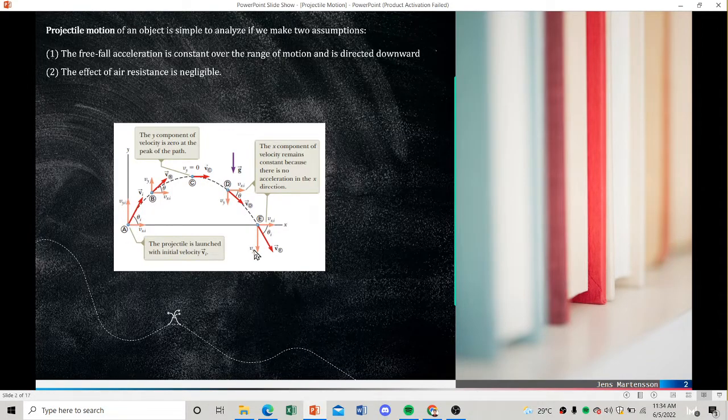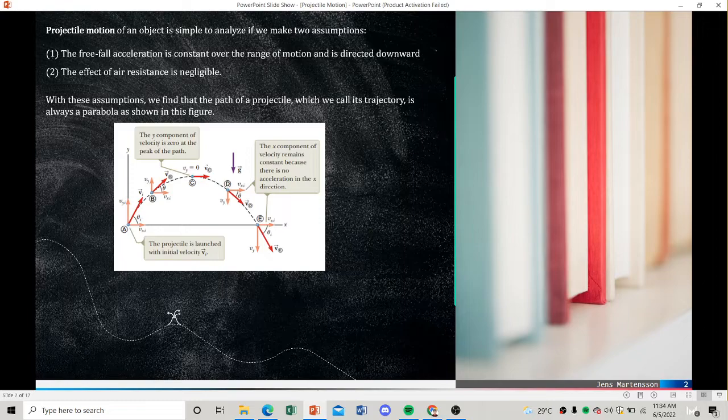With these assumptions, we find that the path of a projectile, which we call its trajectory, is always a parabola as shown in this figure. So the pathway created has the shape of a parabola.